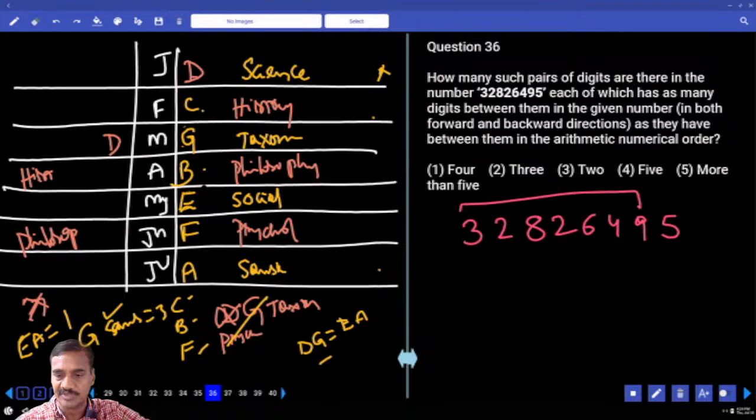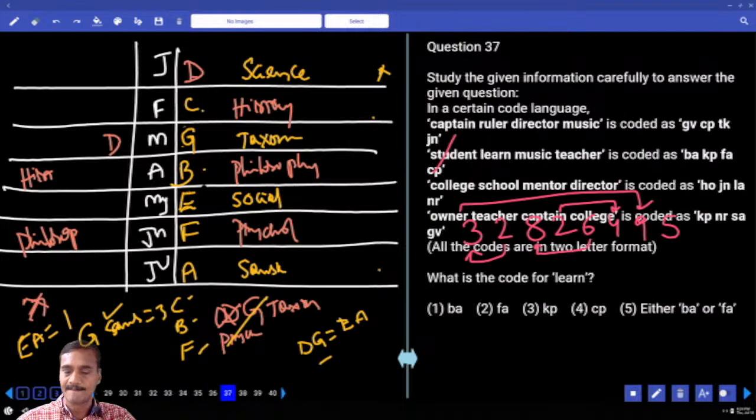3 to 9, there is a pair. 2, 3, 4, 5, 6, 7, 8, 9. 2 and 4, there is a pair. 2, 3, 4, 5, 6, 7, 8, 9, 4, 5, 6. And forward there are 2. Reverse 5, 6, 7, 8, 9. 4, 5, 6, 7, 8, 9. 6, 7, 8. And 6, 7, 8. Then 2 and 3, there is another pair. And how many are there? 4. That is choice 1, question number 36.